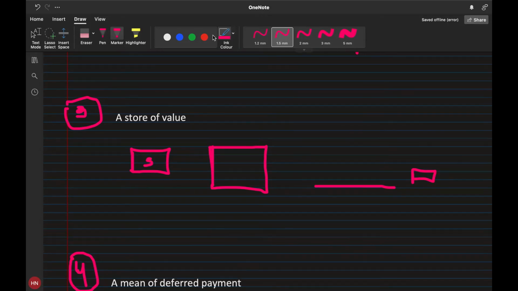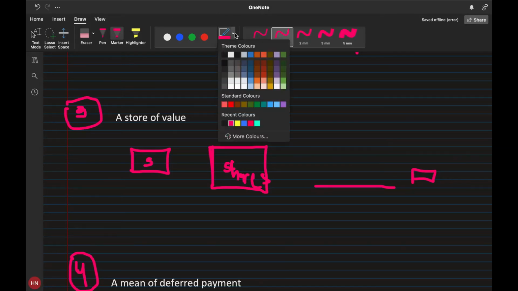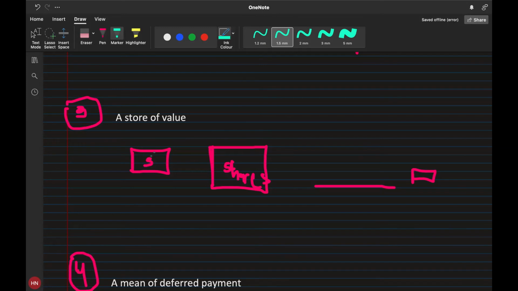right? Stocks, shares. And so these are different ways in which we can store our wealth. In this case, money also acts as a store of value, so we can store our wealth in terms of money or cash, right?